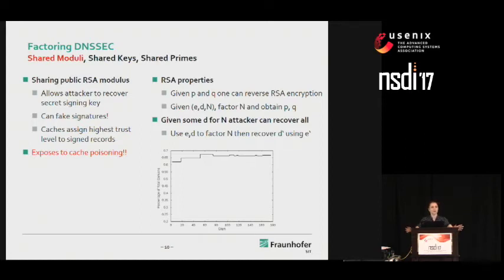And this is not a new thing. It's a direct property of RSA. Given P and Q, of course, you can reverse RSA encryption, and given the private and public key signing pair, one can factor the modulus and obtain P and Q. And given some D, some signing key for N, the attacker can recover all the other Ds. So even if the other domains use other distinct D values, the attacker could still recover them.